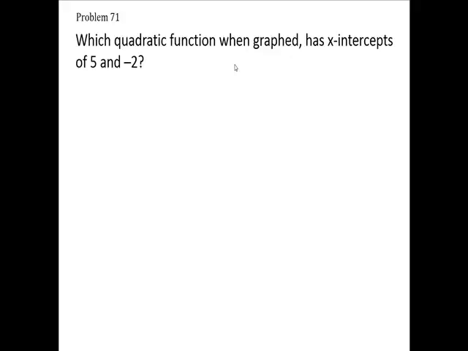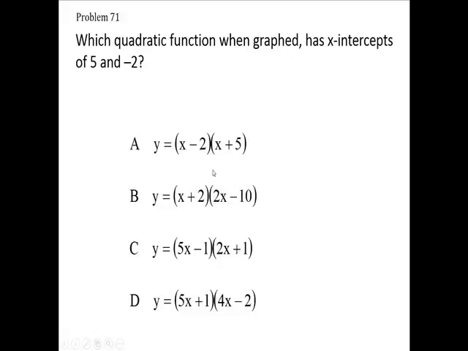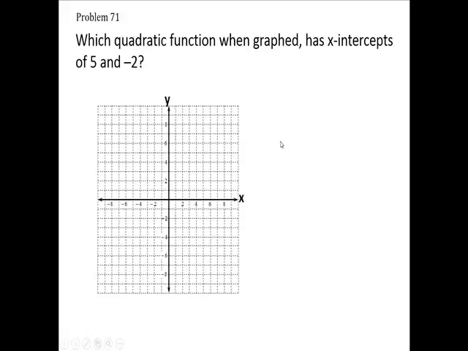Which quadratic function when graphed has x-intercepts of 5 and -2? And we have four choices, one of which is going to be right. What do you mean by an x-intercept? Well, we're talking about the point (5, 0). If you have an x-intercept of 5, then the point (5, 0) lies on your graph.